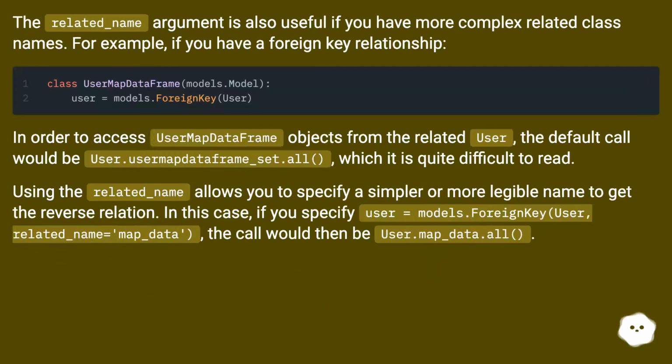The related_name argument is also useful if you have more complex related class names. For example, if you have a foreign key relationship, in order to access user map to frame objects from the related user, the default call would be user.userMapToFrame_set.all, which is quite difficult to read. Using the related_name allows you to specify a simpler or more legible name to get the reverse relation. In this case, if you specify user equals models.ForeignKey(User, related_name equals map_data), the call would then be user.map_data.all.